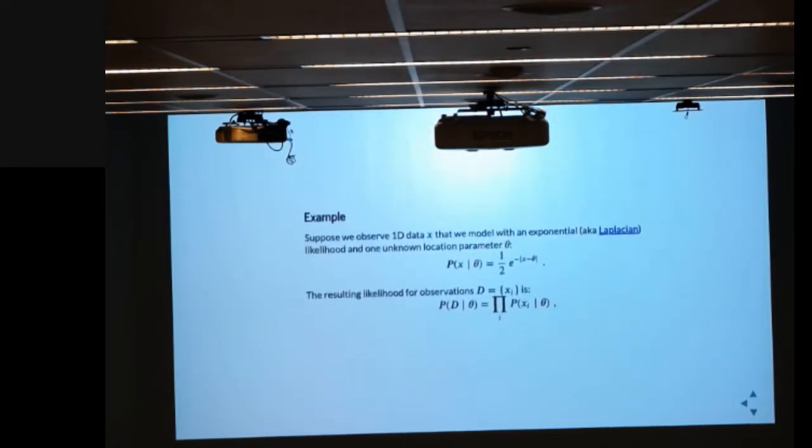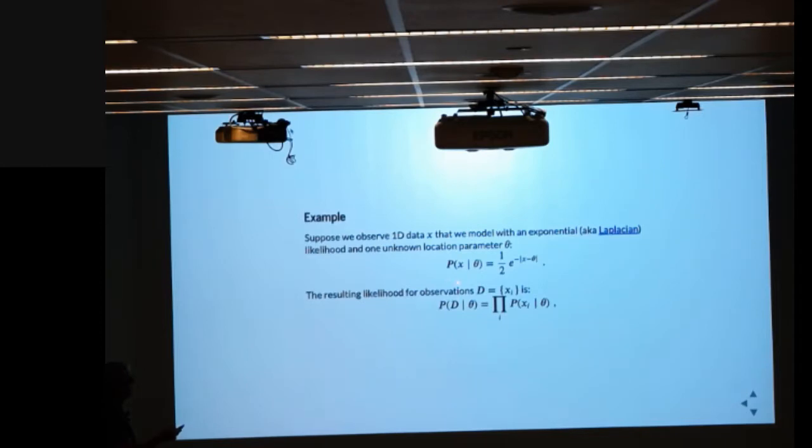Okay, so let's just do a quick example. Suppose that we observe some one-dimensional data, so some values of x, and we're going to model it with an exponential. That tells us what our likelihood is. The likelihood for a single observation is the probability of a single observation given our parameter theta. Theta here is just the location. I'll show you a graph in a minute. It's the location, where our exponential is centered. So that's the data and the single parameter.